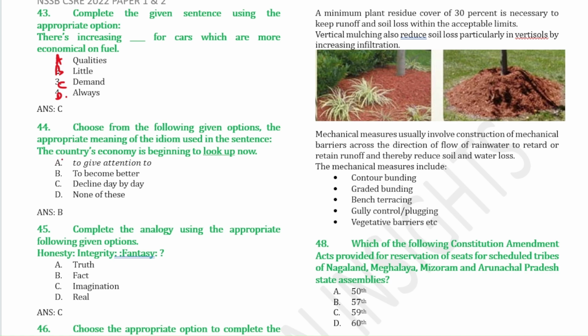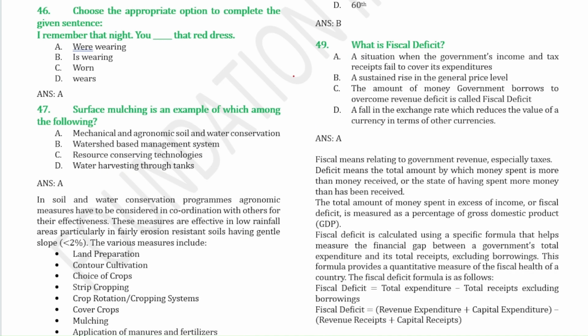Question number 44. Choose from the following given options the appropriate meaning of the idiom that is used. So look up now means to become better. Honesty means integrity. Fantasy means imagination. Question number 46. Choose the appropriate option. So I remember that night you were wearing that red dress.